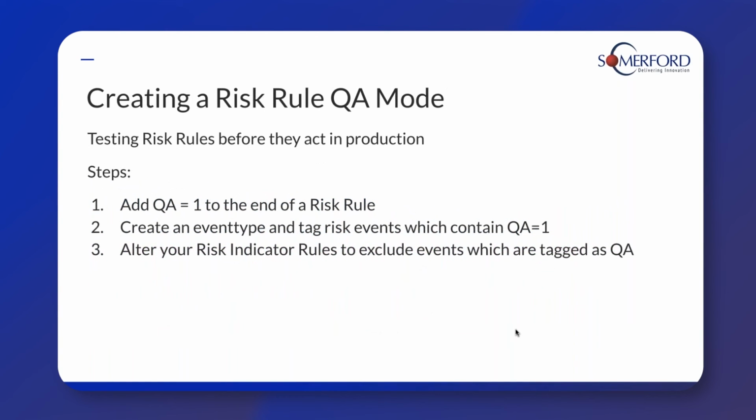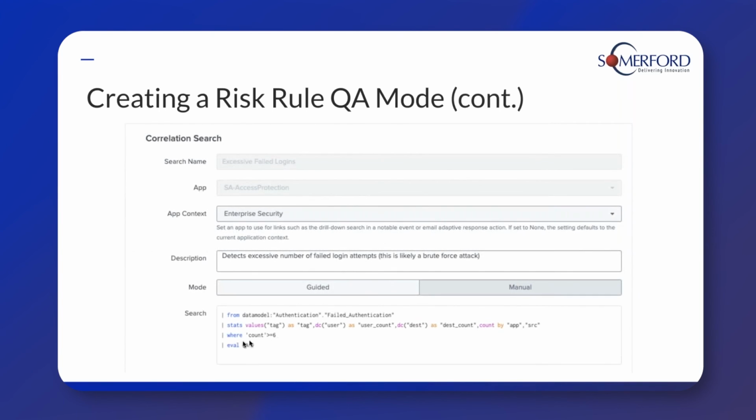Another thing you might want to do, if we want to expand out, is think about doing things in a QA mode, or creating a quality assurance mode. So you would add QA1 to the end of a risk rule, create an event type and tag it appropriately with the value QA, and then exclude that from your risk incident rules. The way you would do that is simply put eval QA equals 1 at the end of your risk rule. Nice and straightforward. This is excessive failed logins, but let's say we want to put it in QA mode, just set that value at the end there.